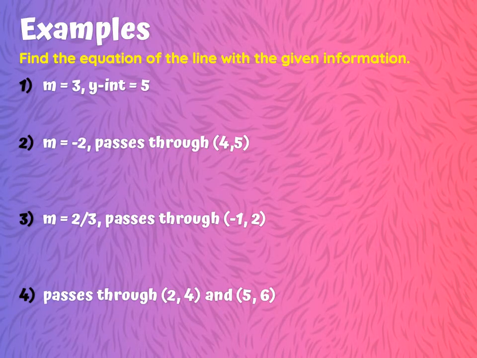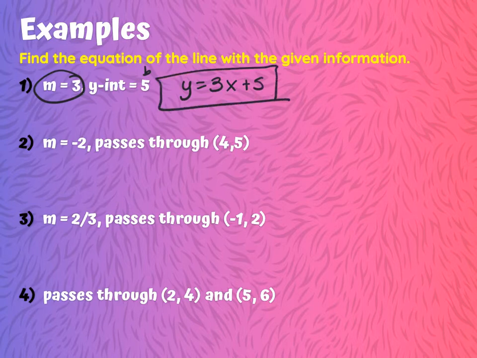All right, so let's work through the examples. The first one says, or well, all the instructions say, find the equation of the line with the given information. Okay, so in number 1, you're given literally the m and the b, right? So this is my m, and this is my b. I take it and plug it into y equals mx, it's a positive 5, so plus b. Super easy, just plug in the m and the b.